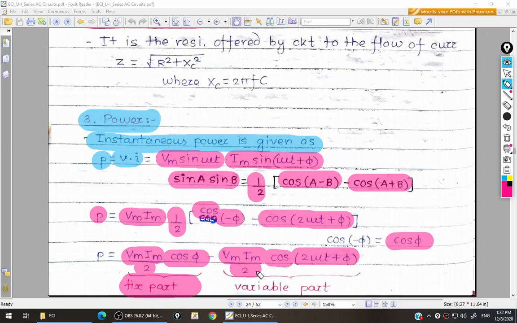And in this other term you are getting omega t. Omega t, time, is changing. So this part is the variable part. This part does not contain omega t, so it is the fixed part, and this part contains omega t, time is changing, so this is the variable part. Your instantaneous power consists of two parts, the fixed part as well as the variable part.